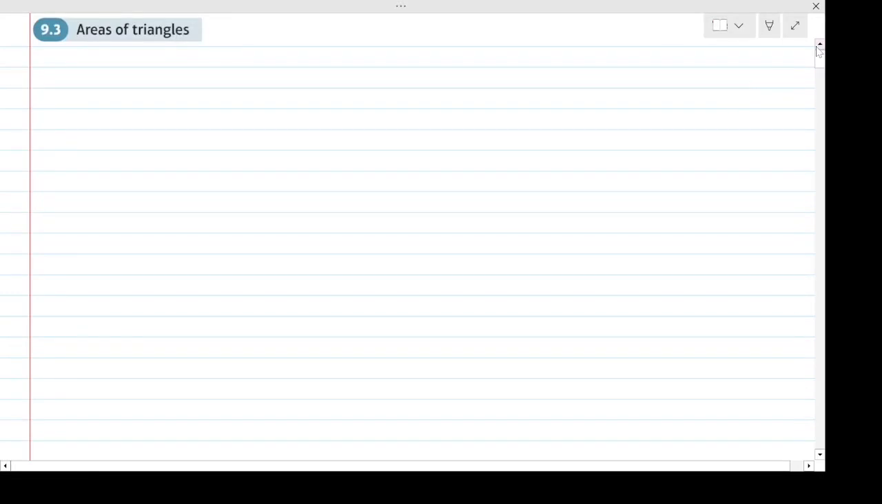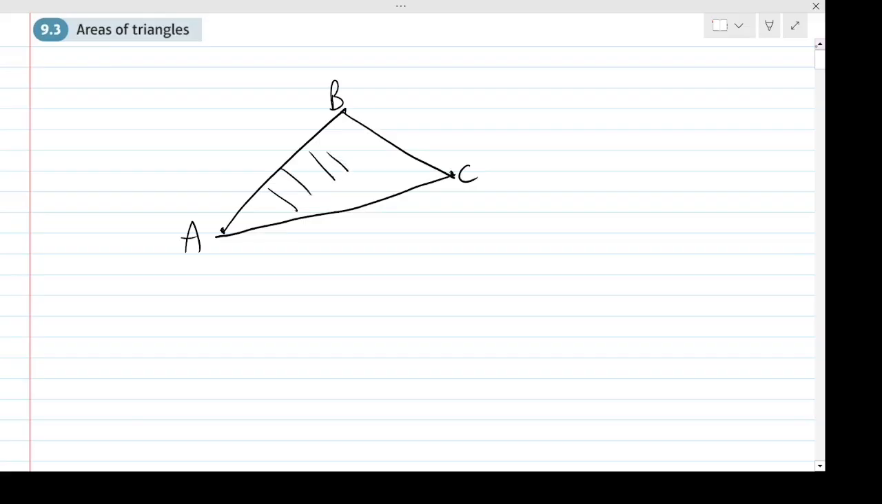Hello. So in this video, we're going to be looking at finding the area of a triangle. So again, if I have a triangle, say a generic triangle with points A, B, and point C, then how do I find the area, the sort of space inside the triangle?